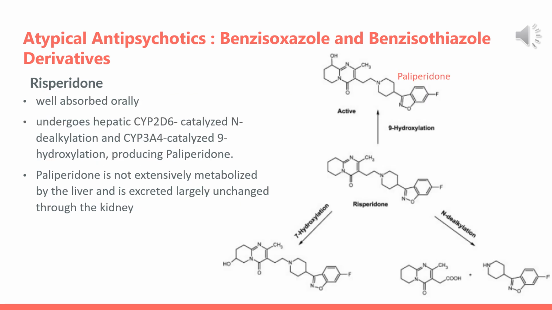Risperidone is well absorbed orally and undergoes hepatic CYP2D6 and CYP3A4 catalyzed N-dealkylation and 9-hydroxylation to produce an active metabolite called paliperidone. It is not extensively metabolized by the liver and is excreted largely unchanged through the kidney.